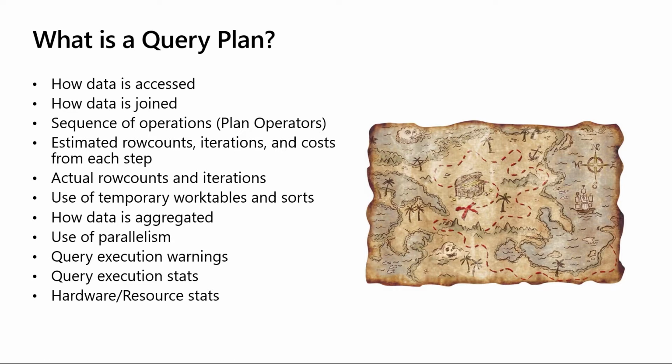Or if you're doing aggregations, how will the data be aggregated? At which stage of the execution? Is it using parallelism or is it running serially? And at the end of the execution or during execution, do I have warnings that I need to correct in order to improve performance or efficiency? And at the end of all the execution, I have query execution statistics that allow me to really get to a point where I understand what happened and then make educated decisions to fix or address performance issues that I may be experiencing. So all of this and much more is what we're going to discuss in the next 50 minutes in this session about query plans.